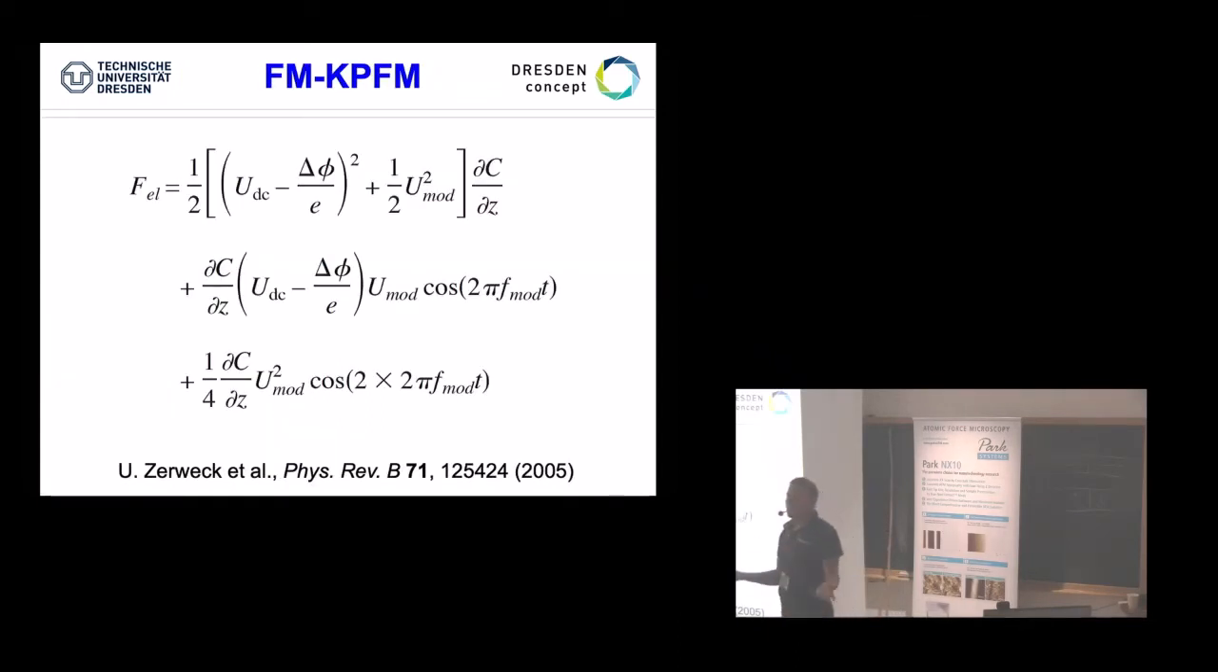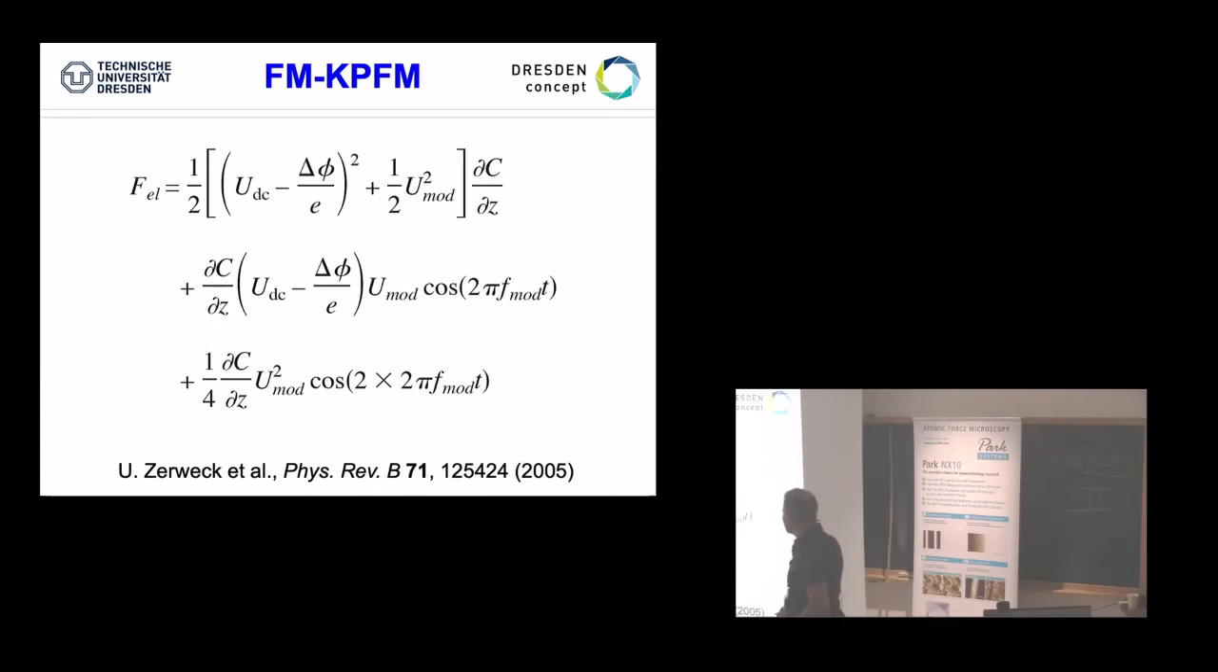Now, let's put this into mathematical formulas. What happens there is the following: we get a DC term that goes with the DC voltage applied and the capacitance, the stray capacitance between the tip and the sample, that's it. Then we get a first order term at F mod, and then a second order term at twice F mod. And if you do a development in a Taylor series, we get even higher terms.